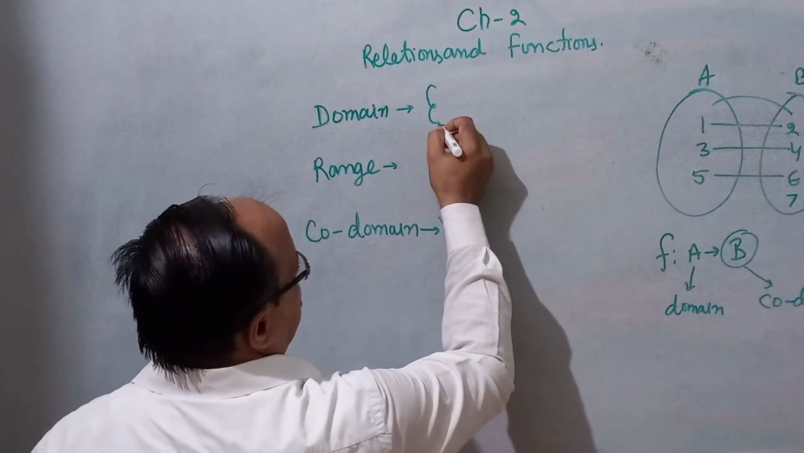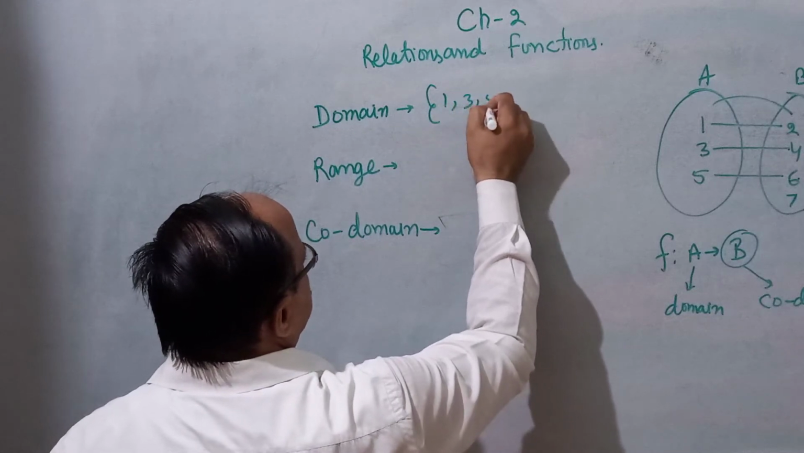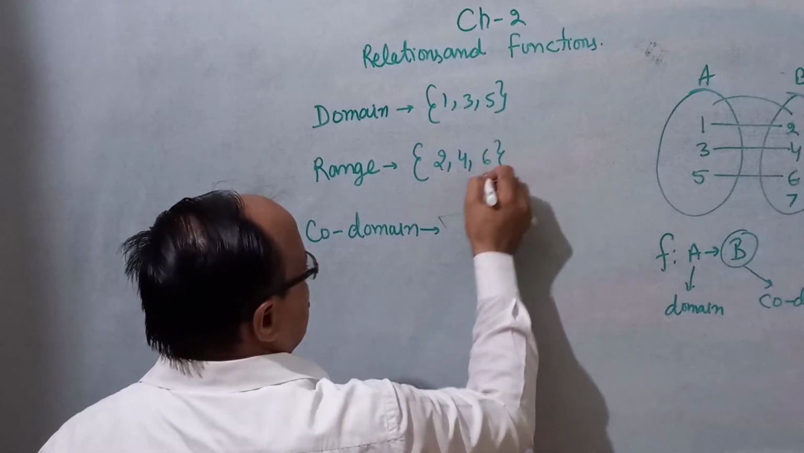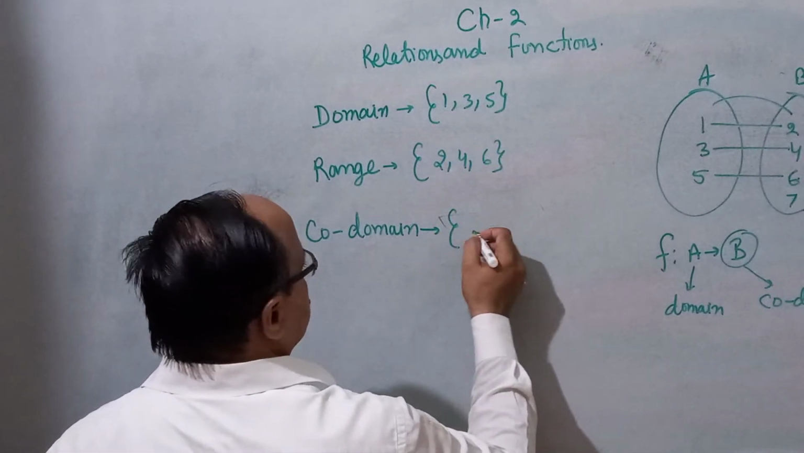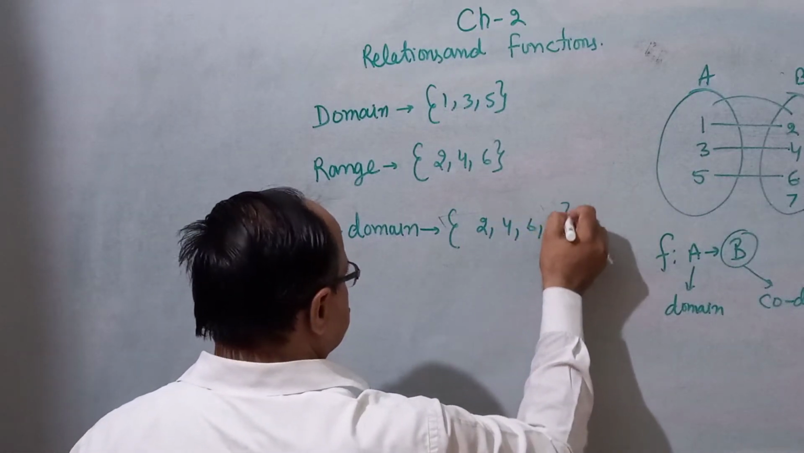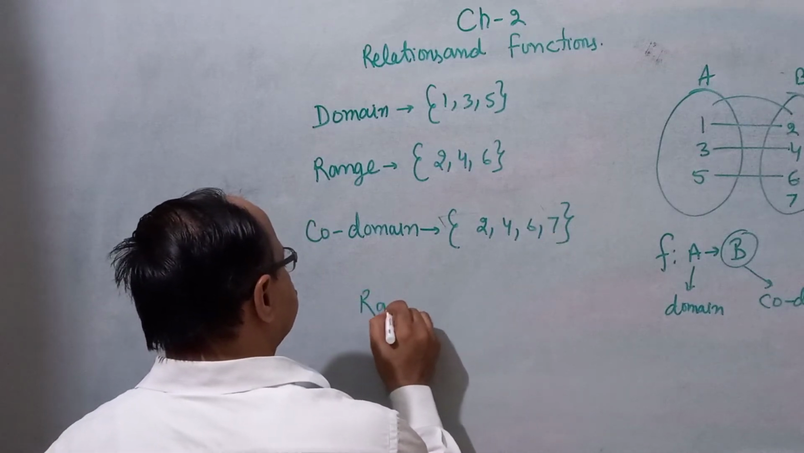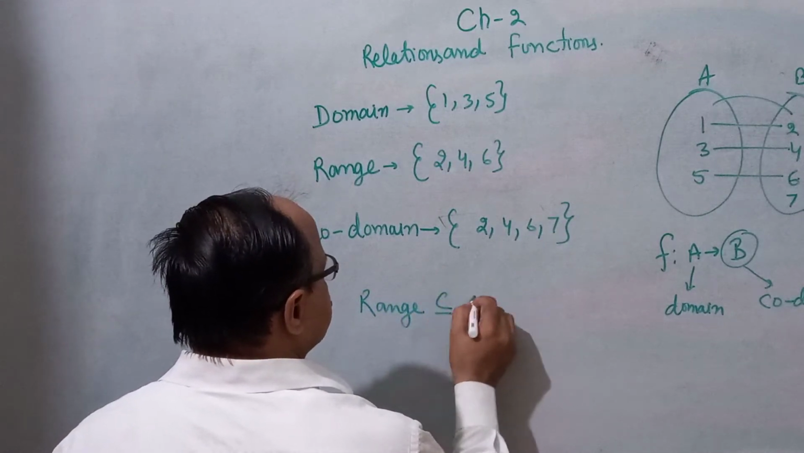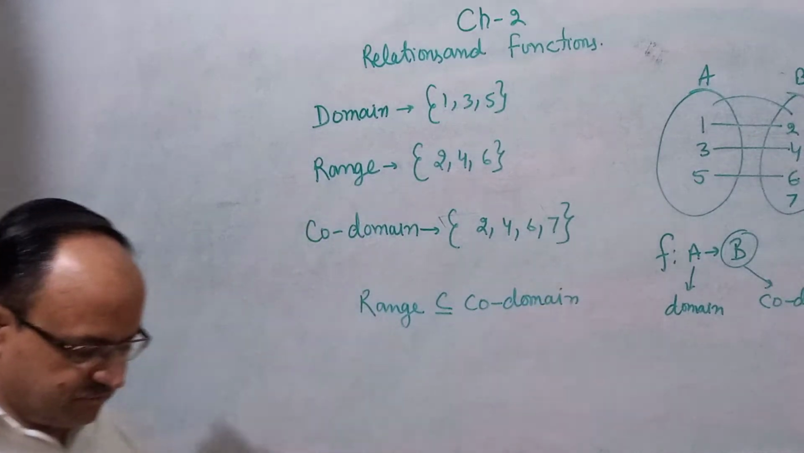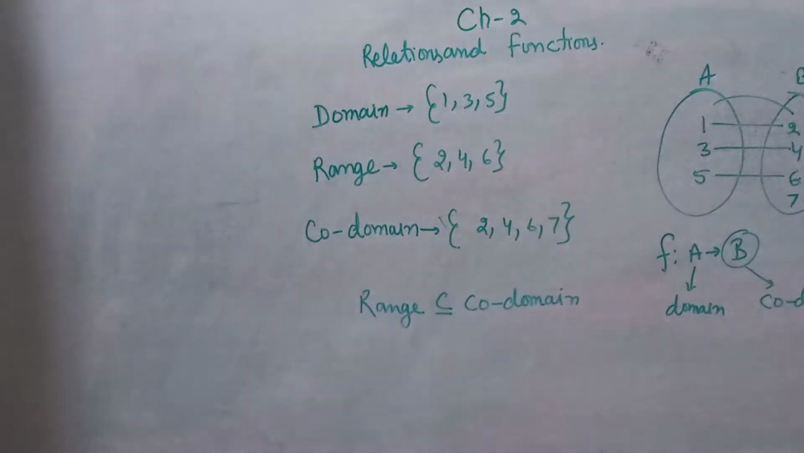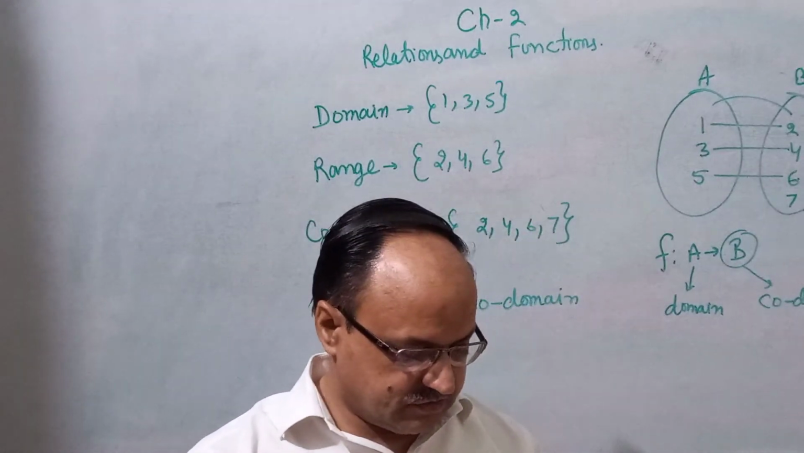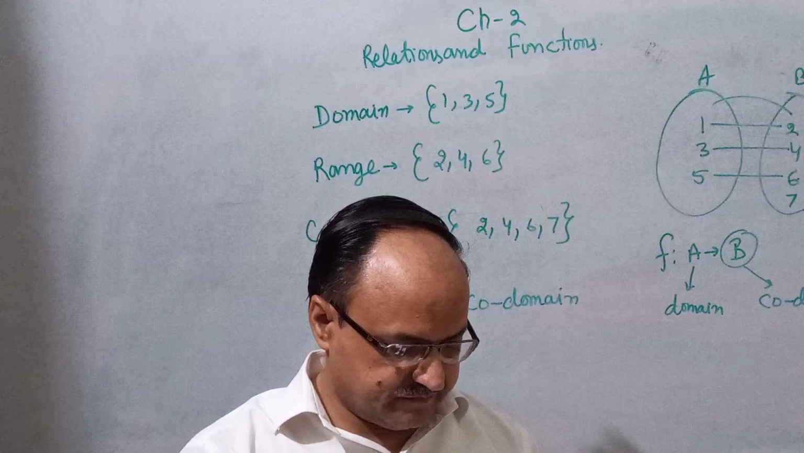The domain of that relation is 1, 3, 5, and the range is 2, 4, 6, and the codomain is the whole set B, that is 2, 4, 6, 7. You can say range is a subset of codomain, correct? Clear? So this is the concept of range.